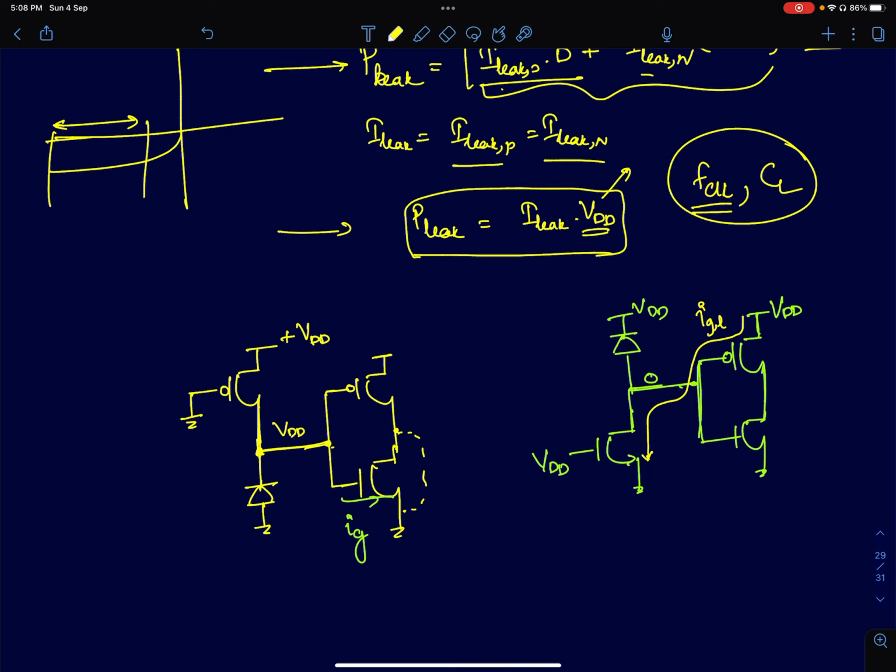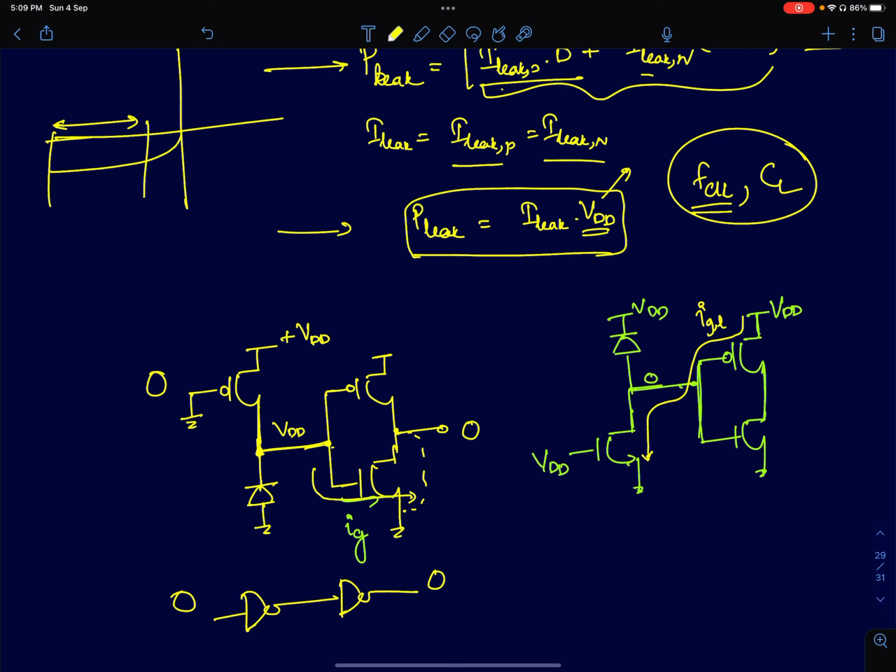Assume you have two inverters, and the first inverter's input is 0. Of course, the final output of this inverter will also be 0. So you have cascaded two inverters. So if you apply 0 here, you get 0 here as well. This output will be charged to VDD. So there is a leakage current, diode leakage current, flowing here directly through this. The other leakage that we need to be concerned about is the gate leakage.